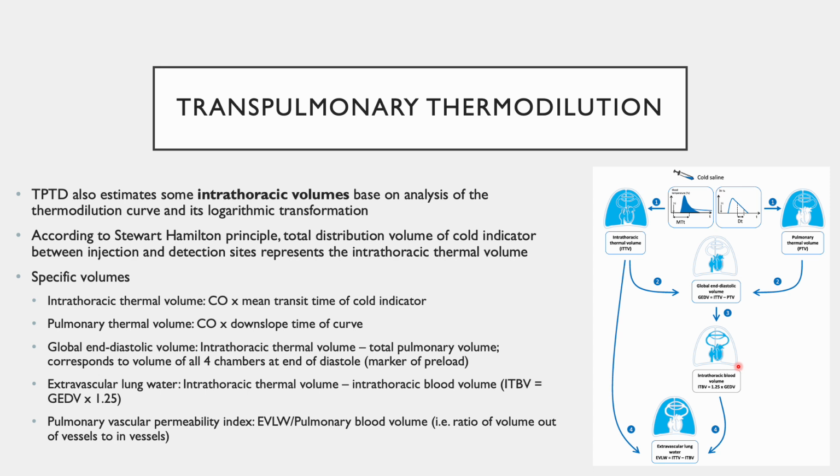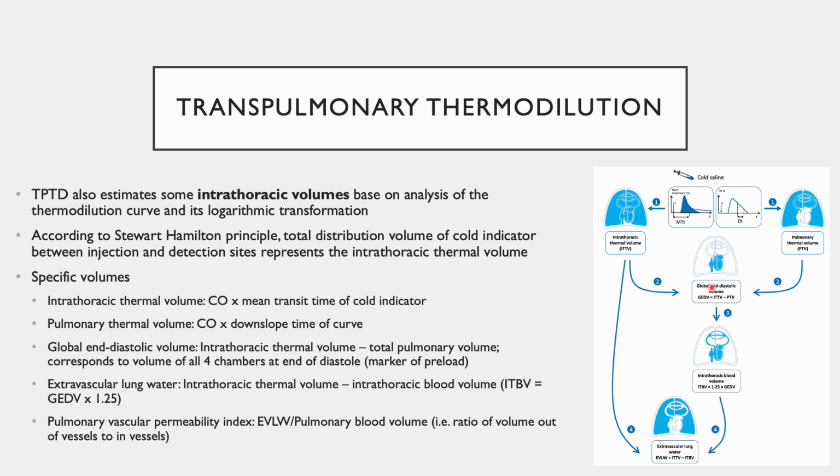Intrathoracic blood volume is taken as 1.25 multiplied by the global end diastolic volume. And finally, the extravascular lung water is the difference between the intrathoracic thermal volume and the intrathoracic blood volume. These are demonstrated here using the diagram seen, where we can see how the different subtractions and manipulations of different values provide the respective calculated values that have been discussed.